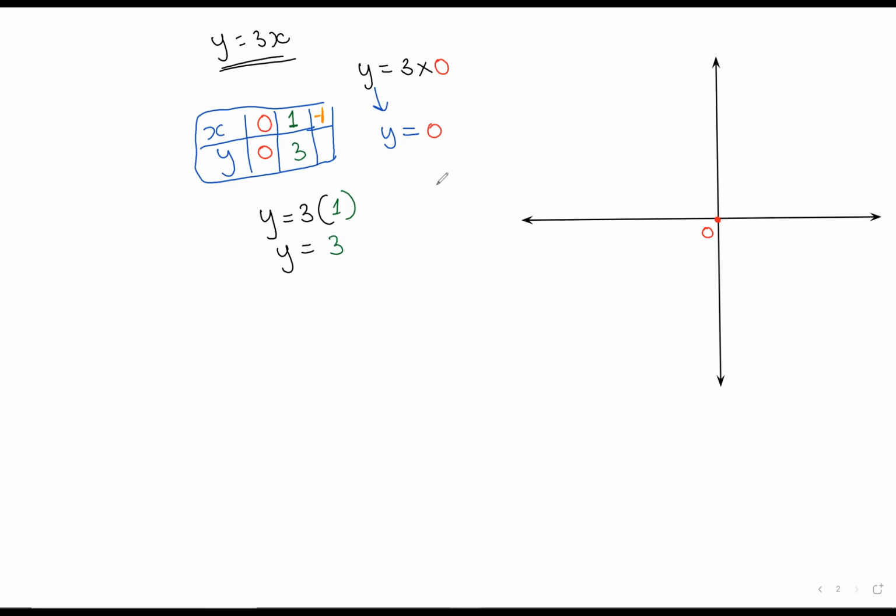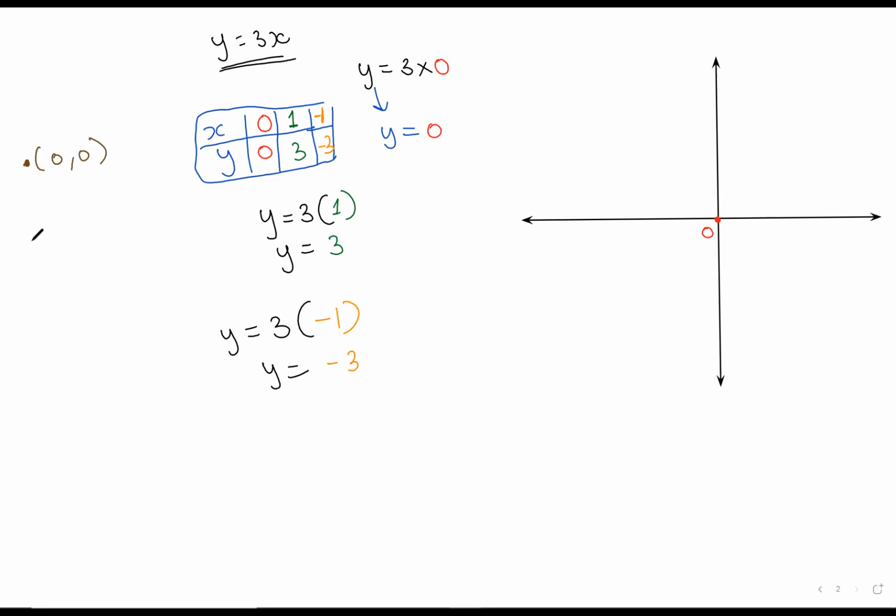So now can you tell me what does y become? 3 times? -3. Y becomes -3. So I have these 3 points. What are the 3 points that I should plot on the graph? 0, 1, and -3.